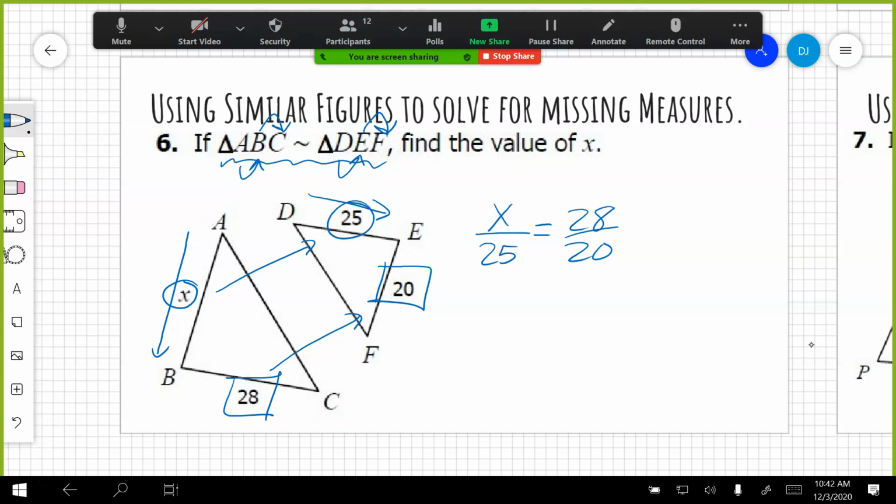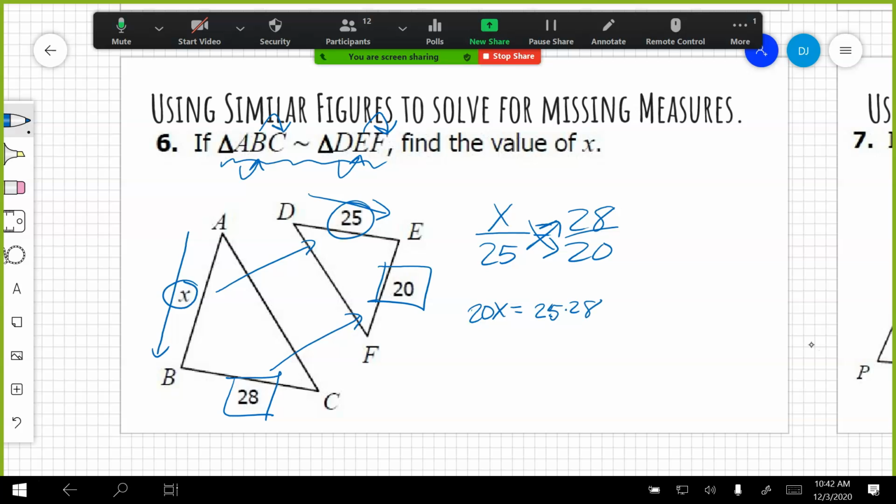You would. What's the term? Cross multiply? Yeah. Go ahead and tell me what I would write down after you cross multiply. 20x is equal to 25 times 28. Yeah.